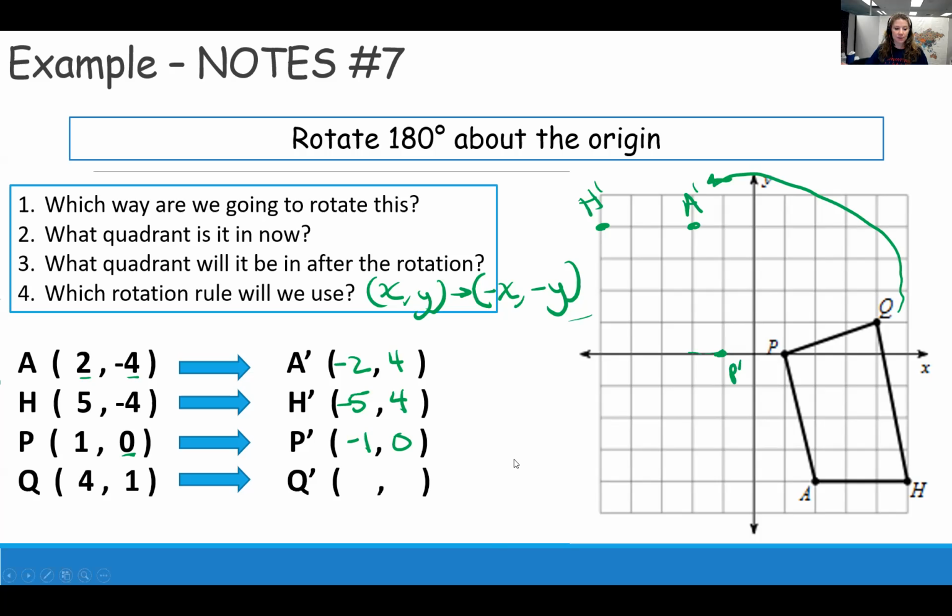And then the last one, Q, stay in the same position, both change to negatives, -4, -1. We're going to go 1, 2, 3, 4, down 1, and there is Q prime. So as far as the rules, I think 180 degree rotation is probably the simplest, easiest to remember. Oh, that's awful. Anyway, there we go.